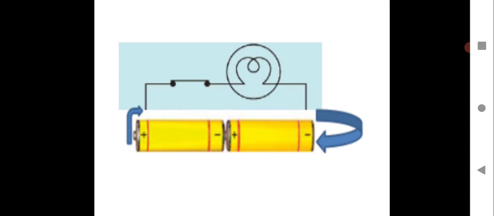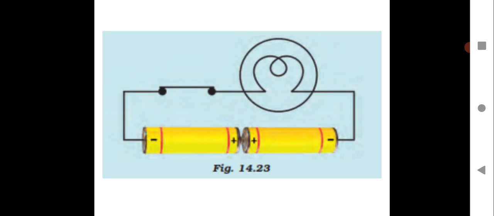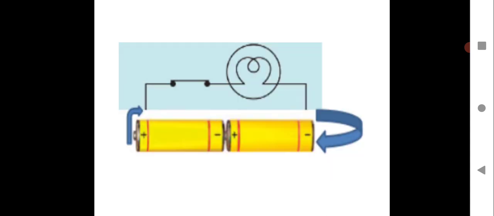I hope this is clear. That's why the bulb did not glow. So this was the problem detected, where the positive and positive of the cells were connected. You just have to arrange the cells properly so that you make a proper battery and then the current will flow. You have to draw this diagram for that answer. This is a problem which you will rectify, which you will correct.